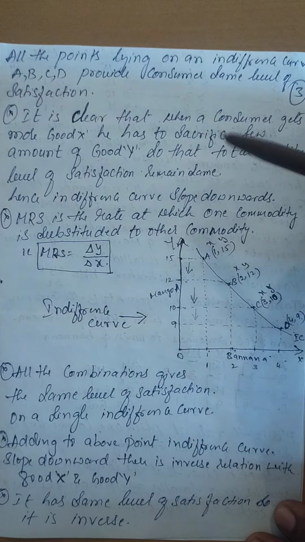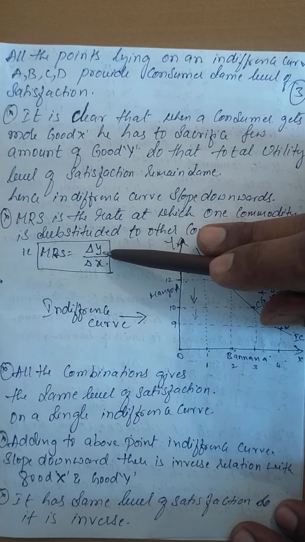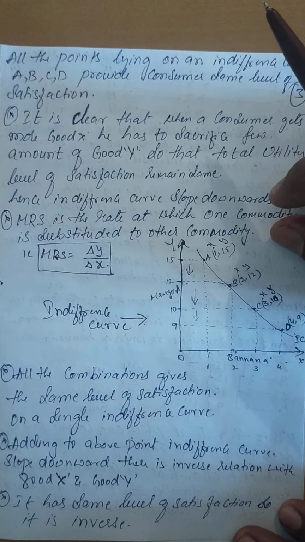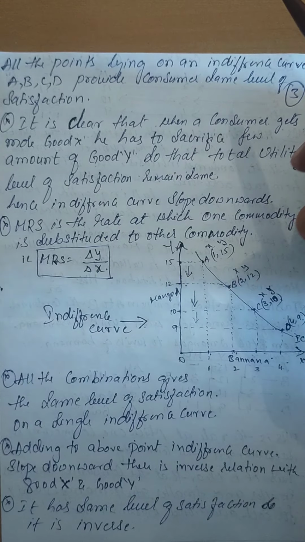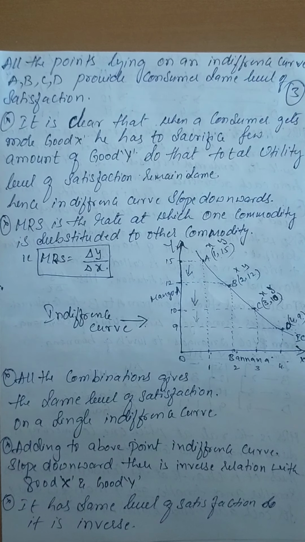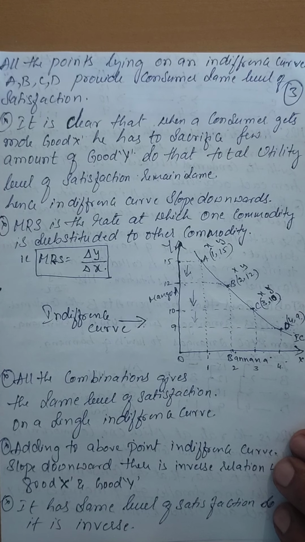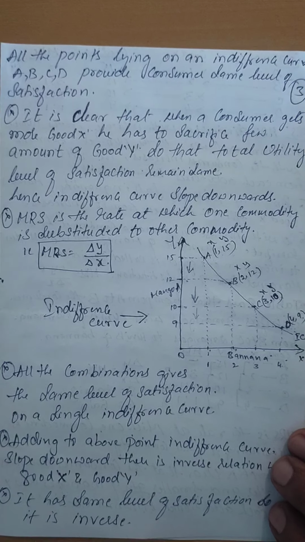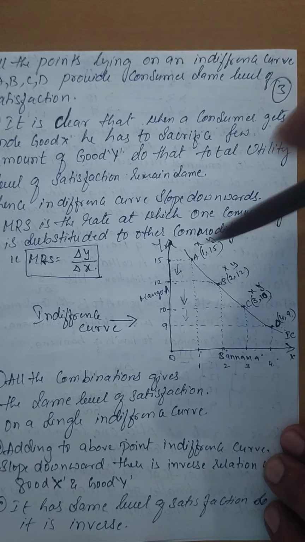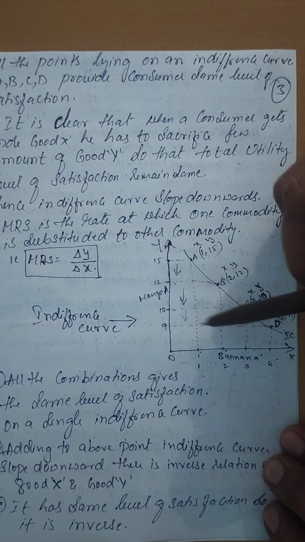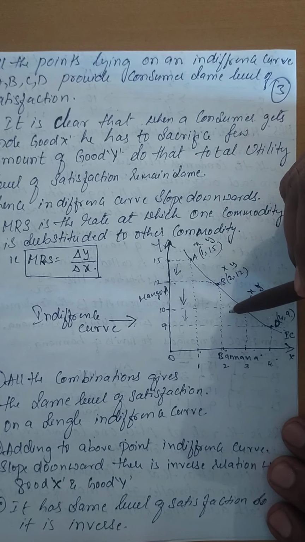Next, we have one beautiful word called MRS. What is this? Marginal rate of substitution, which we have seen. What is that marginal rate of substitution? It is the rate at which one commodity is substituted with another commodity. What is this one commodity and another commodity, the rate at which it is substituted?